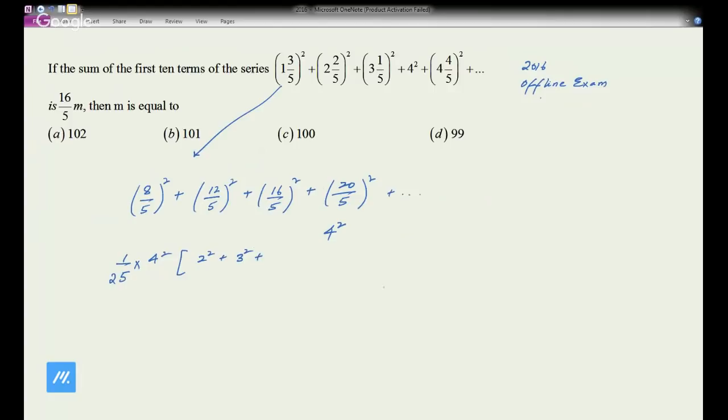So 2 square plus 3 square. Sorry guys, problem at my end and so on. So you can just solve this sum. I'm leaving this part, guys. Okay. I believe this is one of the easiest problems that again was asked.